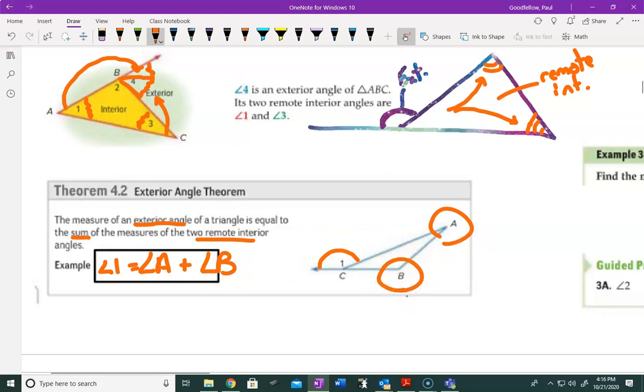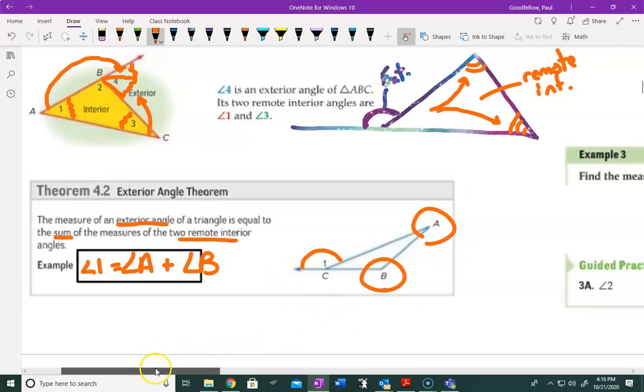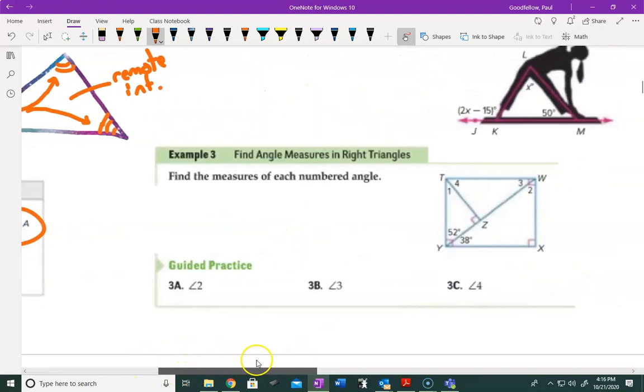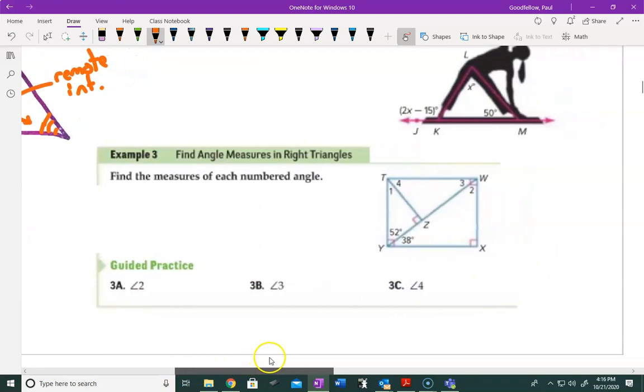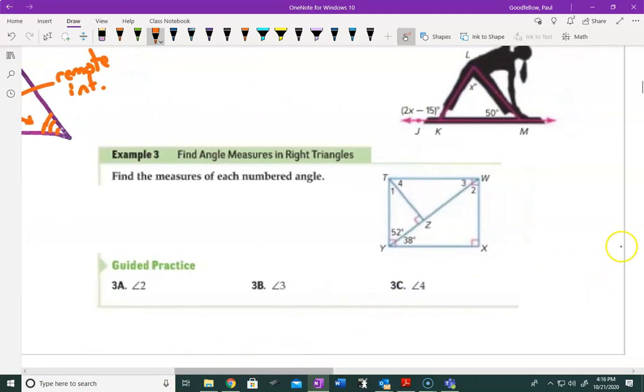This is called the exterior angle theorem. The reasoning behind it is basically the triangle sum deal. It works out that way. So let's see if we could find some of these measured angles that are going on here.